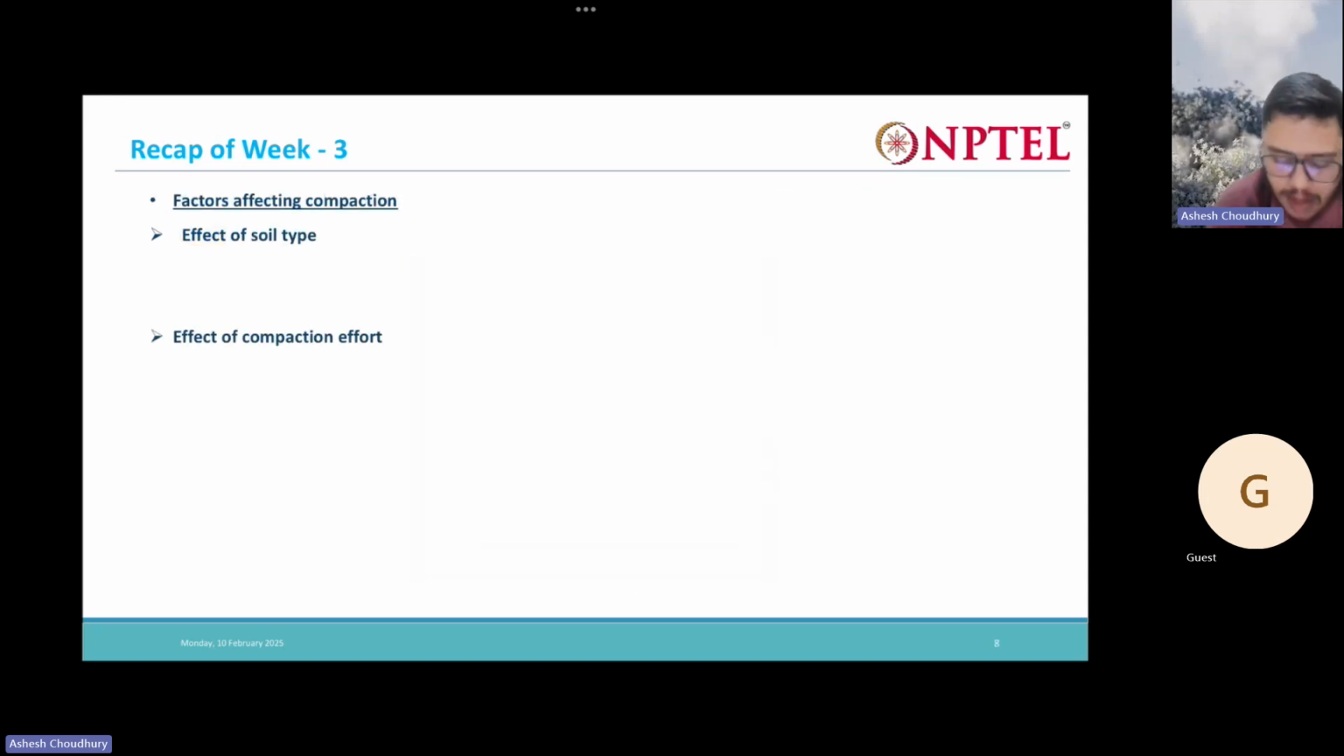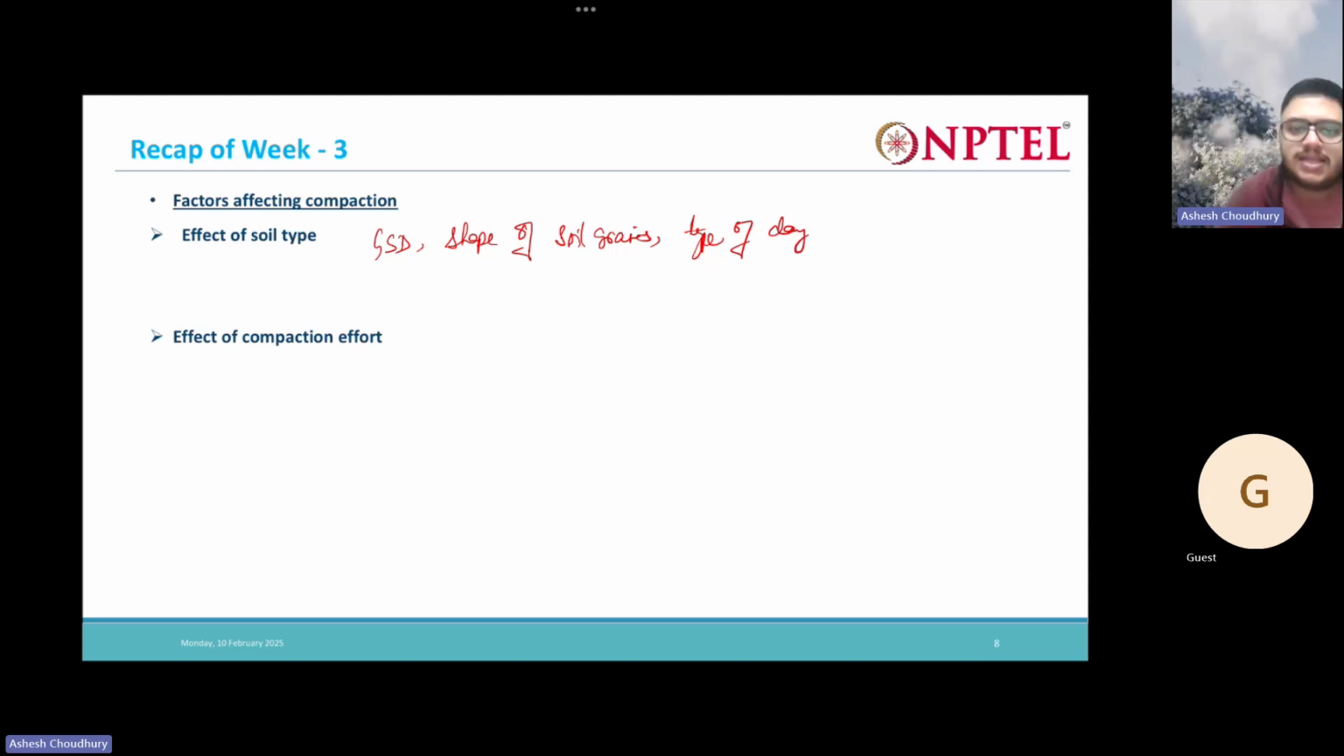So what are the factors that affect compaction? First is the effect of soil type. So the grain size distribution of the soil, shape of soil grains, type of clay, etc. All these affect the compaction.